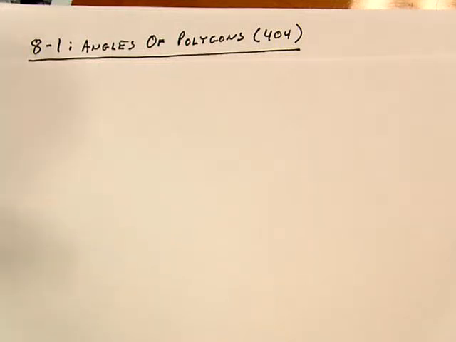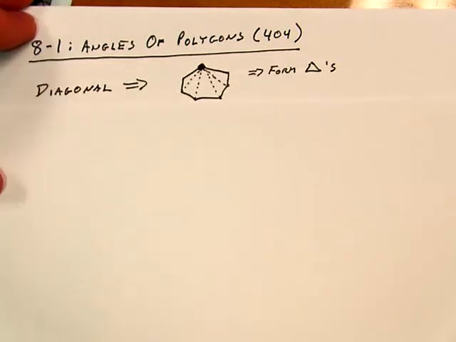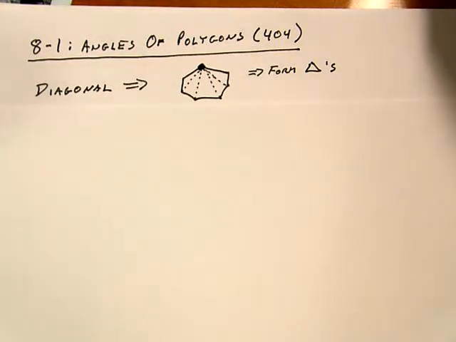Okay, let's do lesson 8.1, Angles of Polygons, page 404 in your book. Well, first of all, we're talking about angles of polygons. What are we talking about? Well, we want to talk about first the concept of a diagonal.